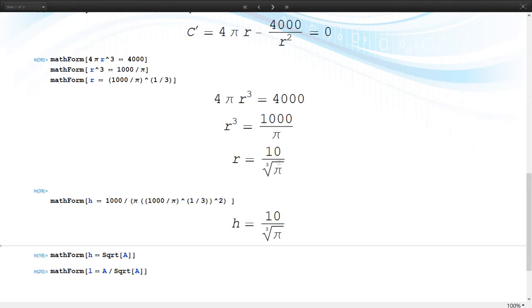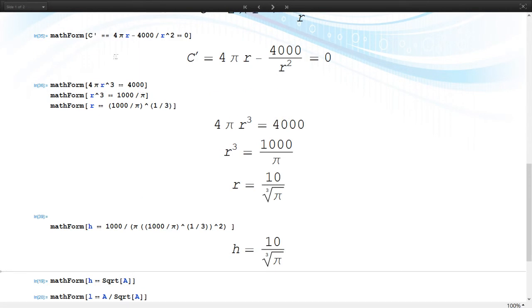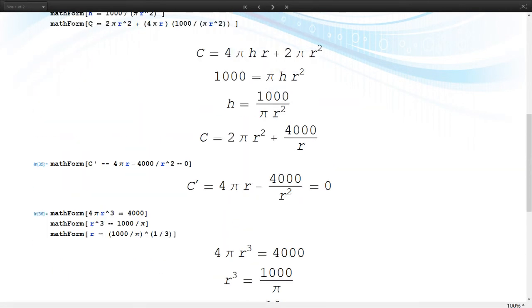Oh, that's cool. Apparently we get some really neat cancellation going so that the height and the radius are the same value. And for fun, let's plug this into the cost equation.